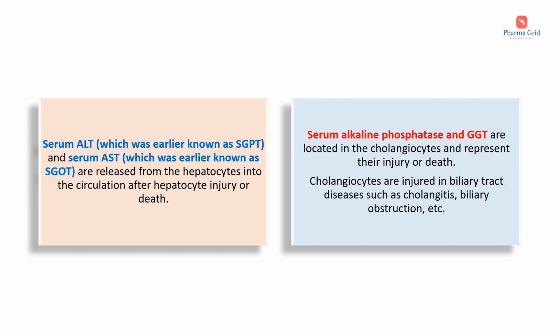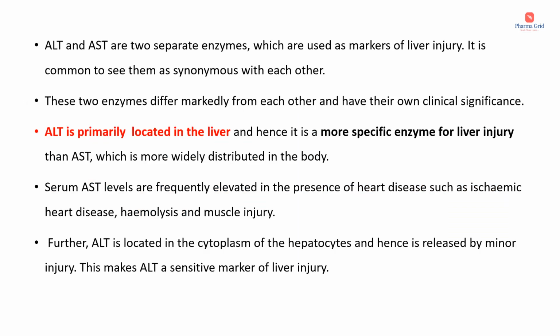Serum alkaline phosphatase and GGT are located in the cholangiocytes and represent their injury or death. These cholangiocytes are injured in biliary tract diseases such as cholangitis, biliary obstruction, etc. As we have seen, ALT and AST are two separate enzymes used as markers of liver injury. It is common to see them as synonymous with each other.